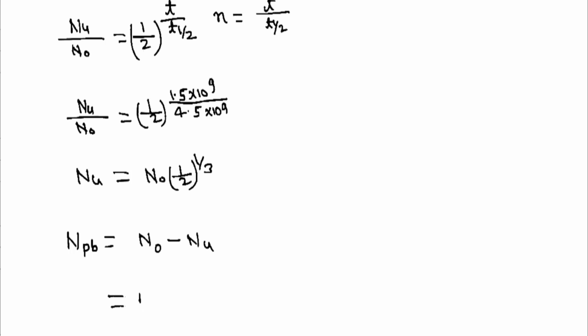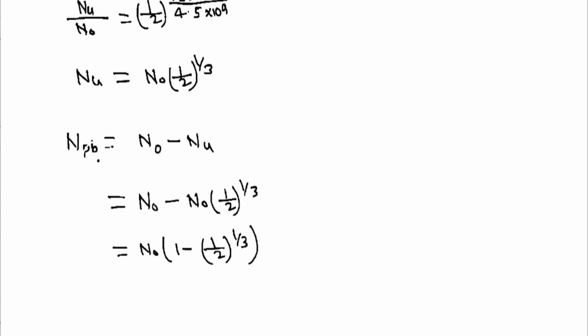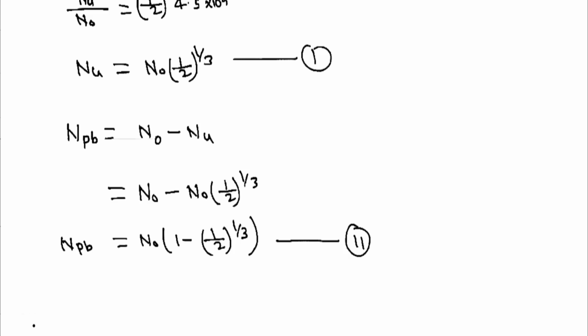So from here we can write N naught minus Nu is N naught into (1/2) to the power 1/3. Now N naught we can take common, so NPV is N naught times 1 minus (1/2) to the power 1/3, clear? Now we have to find the ratio of Nu divided by NPV. So let us consider this the first equation, and this NPV the second equation, clear? Now from these two equations we can find the ratio, clear?